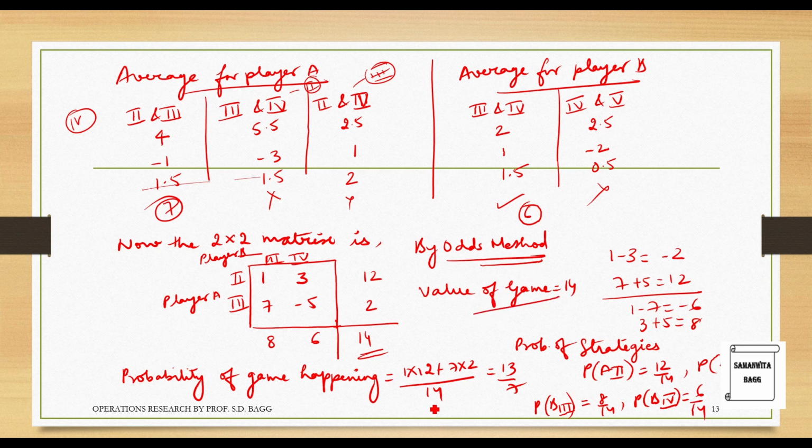These are the value of game, this is the probability of game happening, and these are the probabilities of the strategies chosen by the various players. This is the complete answer. And this is how you solve using the dominance principle.